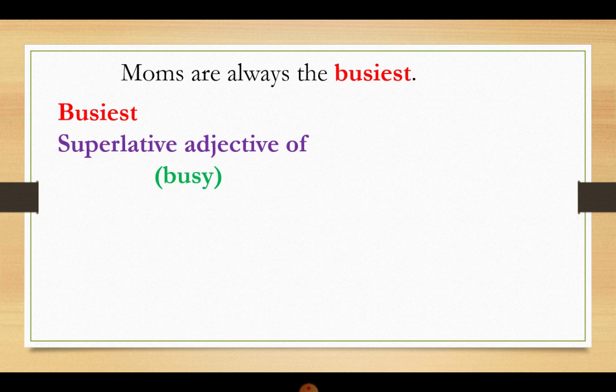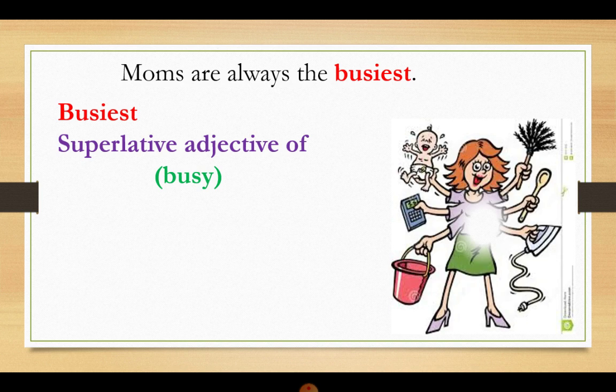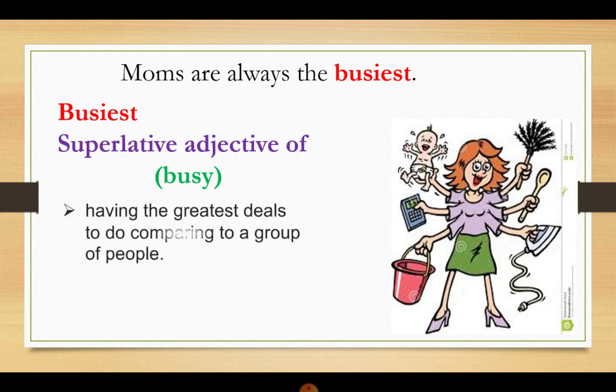And what is the adjective? Busy. What's the meaning of busiest? Busiest, having the greatest deals to do, comparing it to one or a group of people. Yeah, exactly. So one to many. We compare one person to more than one person. So if I have a family consisting of mom, dad, brother, sister, and maybe other siblings, in this case, I'm comparing between mom and other members of the family. And she is always the busiest.